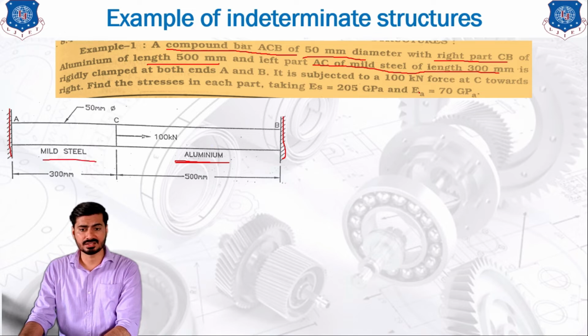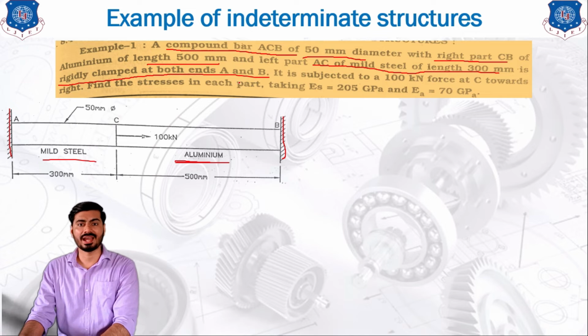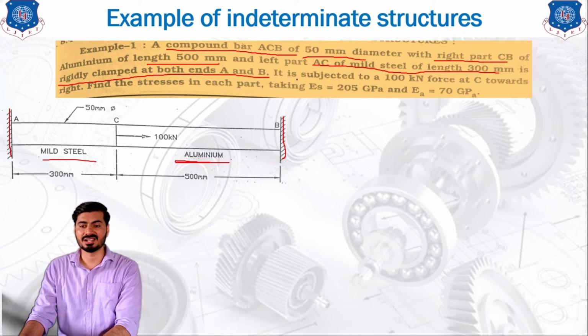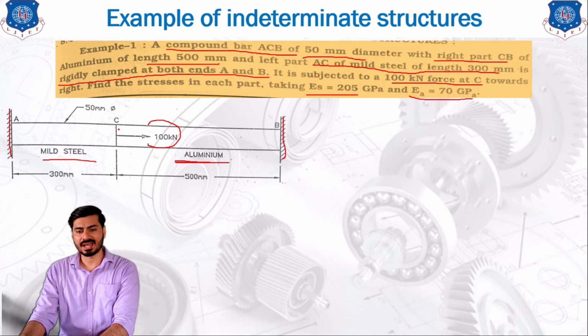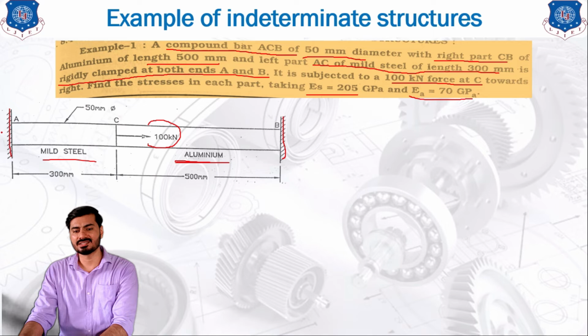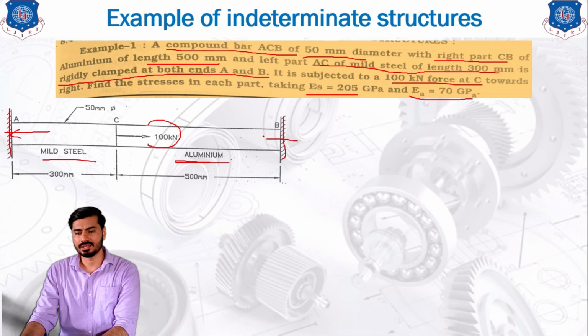The left part is mild steel with the 300 mm length, rigidly clamped at both ends A and B. So as you can see, both ends A and B are rigidly clamped. It is subjected to 100 kilonewton force at point C. So 100 kilonewton is applied here at point C towards the right. Find the stresses in each part, taking ES and EA as given in the data. Whenever you solve this type of example, you will see that there is a reaction in this direction and there is a reaction in this direction also.